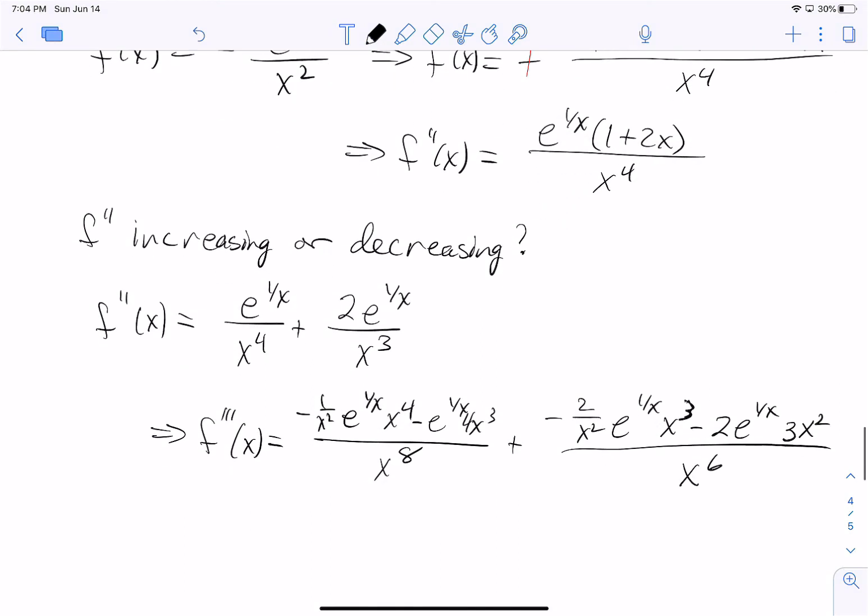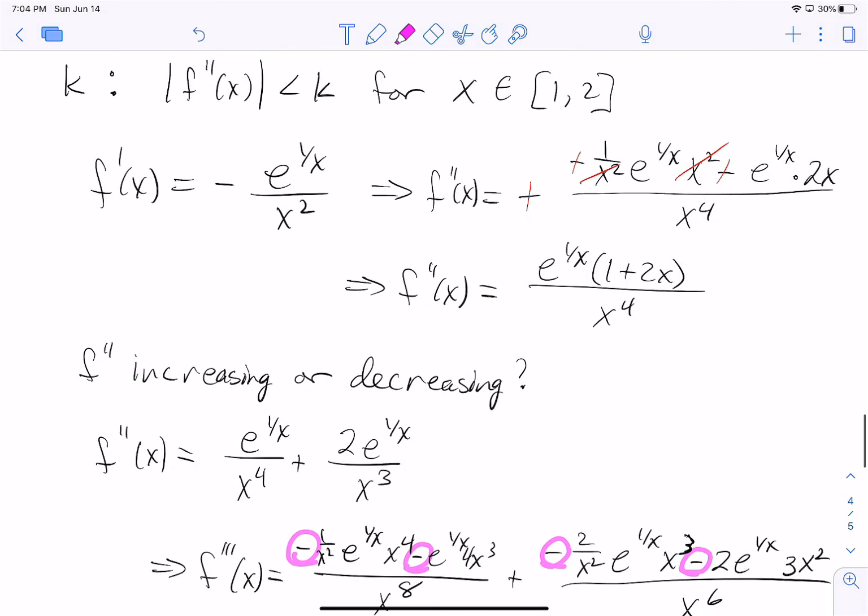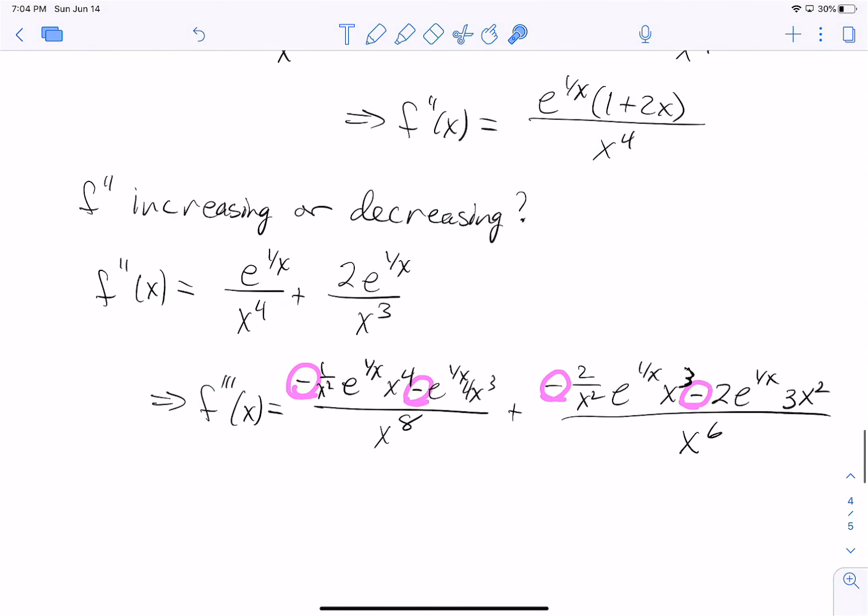Now this looks like a big old mess, but let's step back a moment and notice that every term in both numerators is preceded by a negative sign. Our input values are between 1 and 2 inclusive, right? So 1, 2, and everything between them. In other words, they're positive.